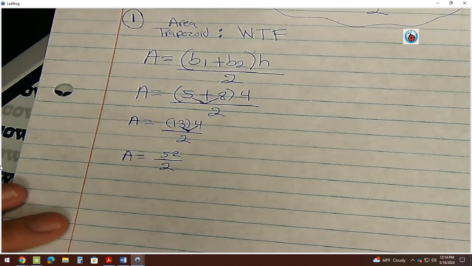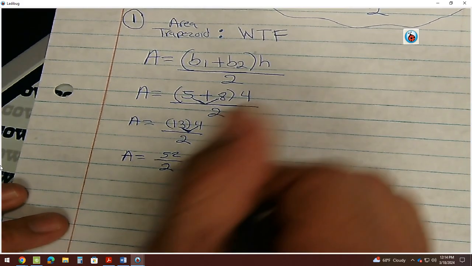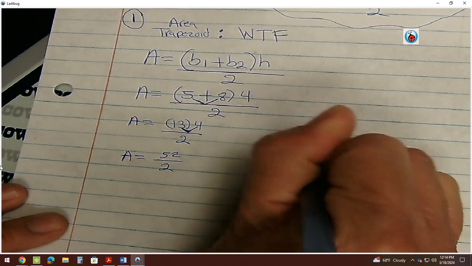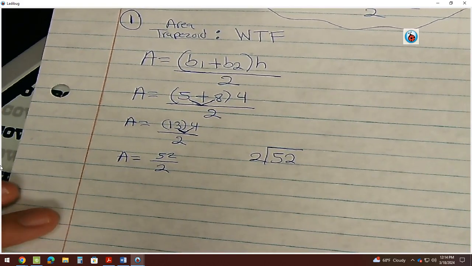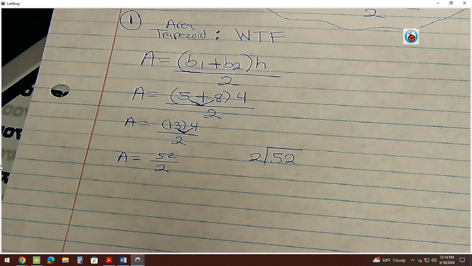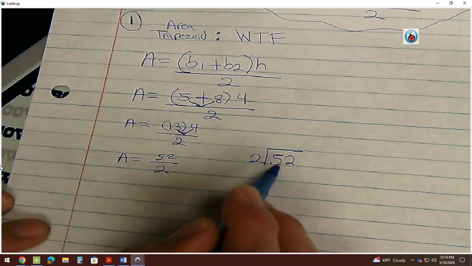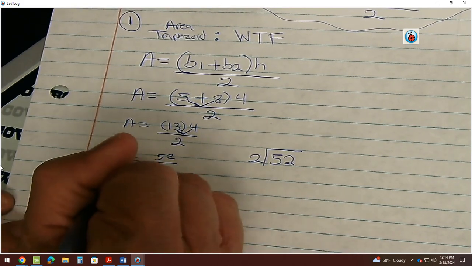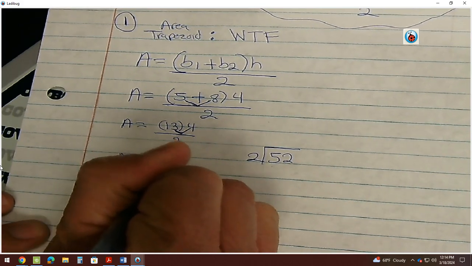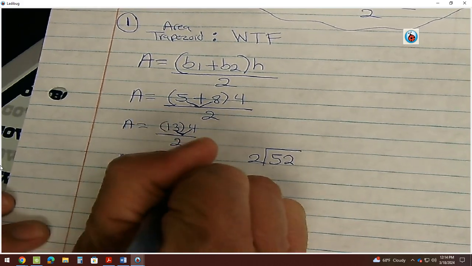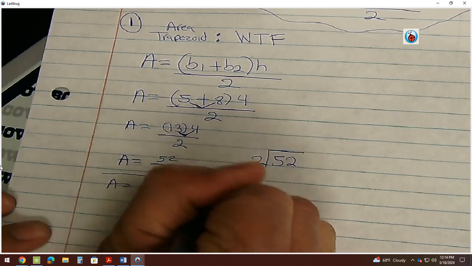What's the last step? Divide. Bottom out. 52 divided by 2. You have a calculator. So who do you punch in first? The 2 or the 52? The 52. Divided by 2. 26. How much? 26. 26 square centimeters. That's the way you read this.